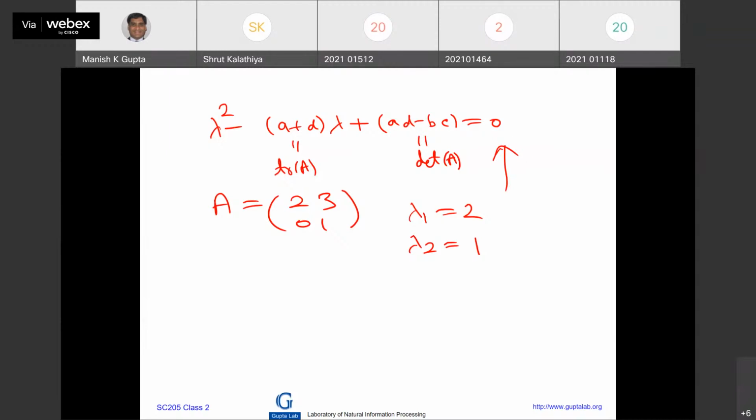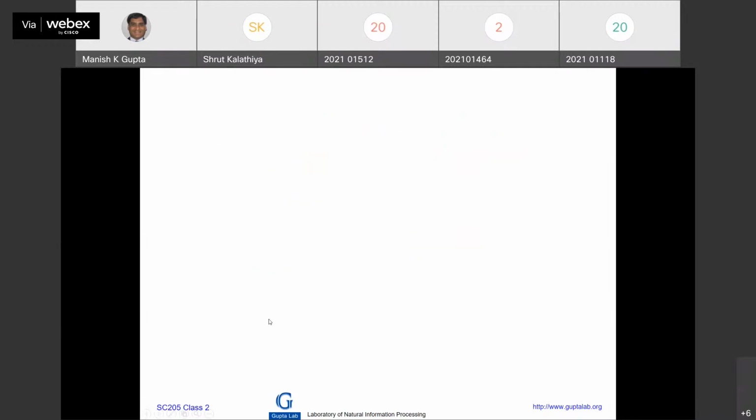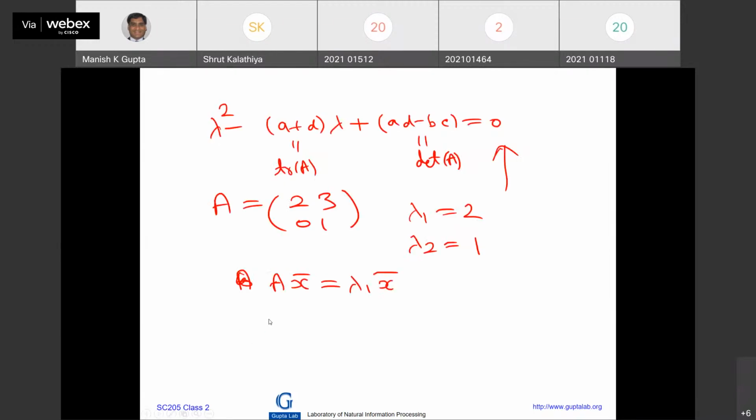You can do that. Now, if I have to find the eigenvector, I look at A times X is equal to, say, lambda 1 times X. A is 2301, X is (x1, x2). Lambda 1 is say 2 times (x1, x2).